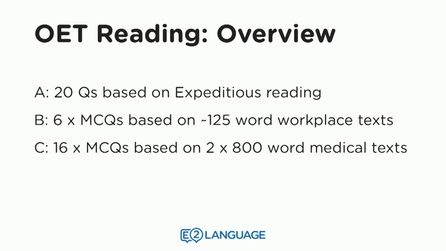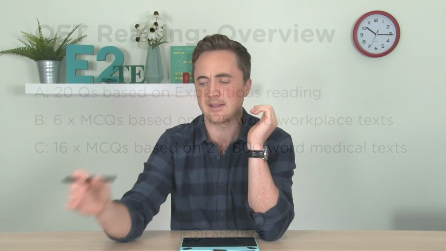For reading part A, you're going to have 20 questions, some matching questions, some short answer questions, some gap fill questions. It's based on what's called expeditious reading. That is where you're going to have 4 texts and 20 questions, and you need to read across the 4 texts to answer those 20 questions, okay?